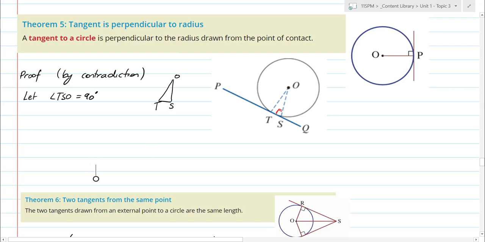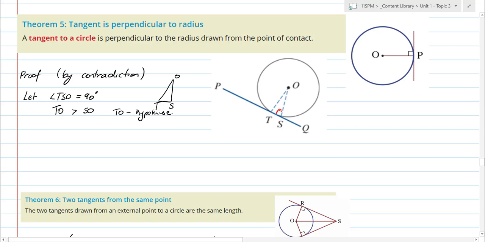And that will mean that the length of TO is greater than the length of SO, because TO is the hypotenuse. Can we see that? So then we know that.